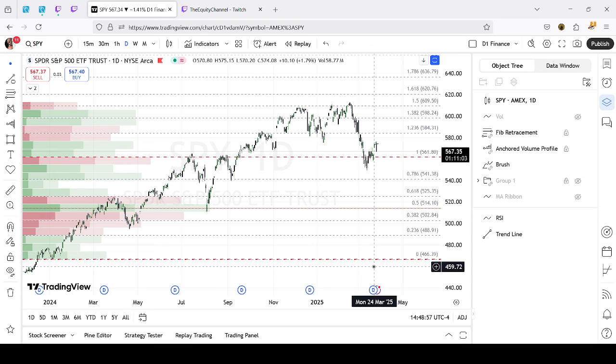By the way, notice how your point of control is exactly 50%. Notice how that's 50% of the range, because that's what it should be. It should be the center of everything that you do.